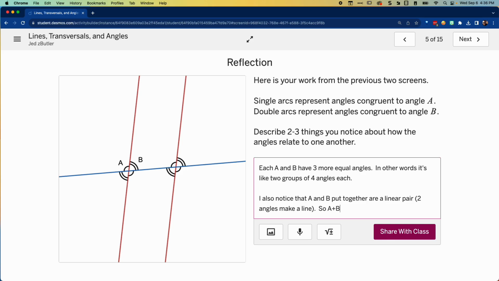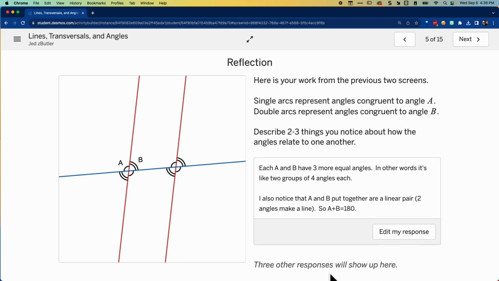So A plus B equals 180. And that's kind of interesting because I could go this way on the blue line, and I have an A and a B making a straight line, so that's going to add up to 180. And I can go this way on the red line, and so A and B are also making a straight line with 180. Cool, very cool.